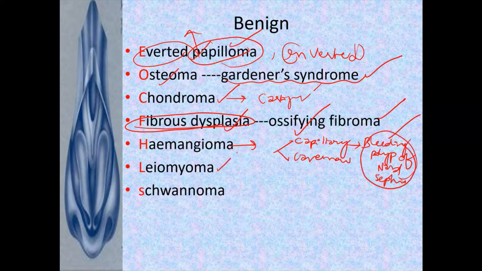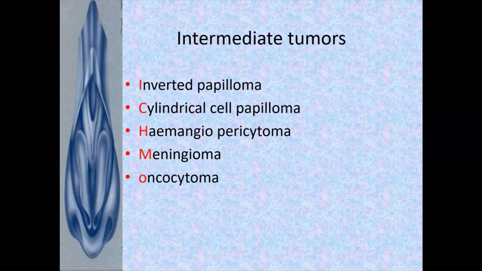And other soft tissue tumors like leiomyoma and schwannoma. Schwannoma is a nerve sheath tumor. So capillary hemangioma, cavernous hemangioma, you should have it in mind. Those are important. All these are treated by excision, so they are benign.